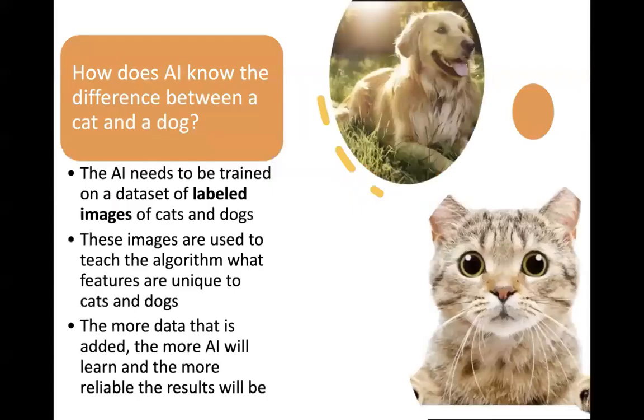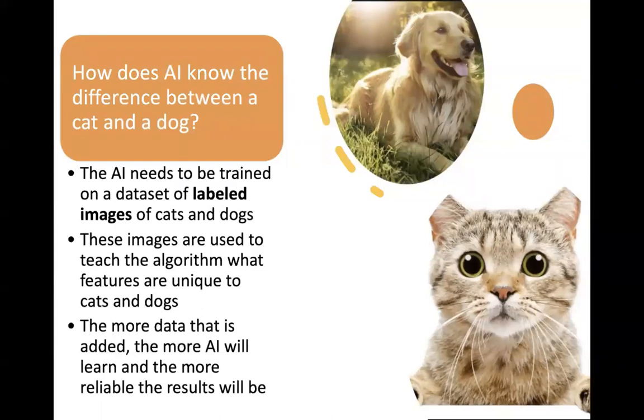Now we've looked at classification. Now let's look at how AI learns the difference between a cat and a dog. Remember, we've gone through classification, we've gone through what patterns are, we've gone through how AI learns. So the AI needs to be trained on a data set of labeled images of cats and dogs. Labeled images just means images where you say, this is a cat. So you tell the AI at the start, this is an image of a cat, this is an image of a cat, this is an image of a dog, right? And you keep throwing it in, and the AI learns and it makes patterns.